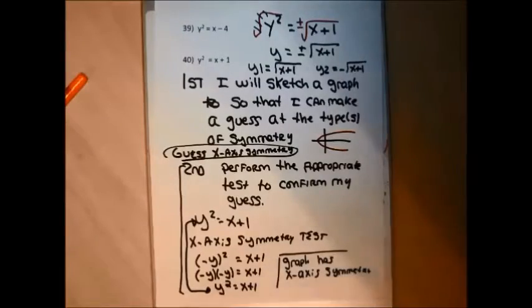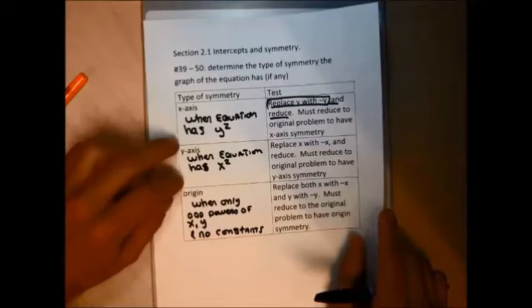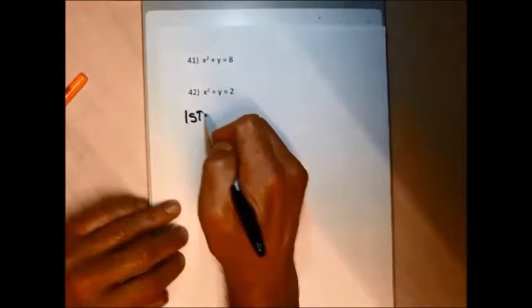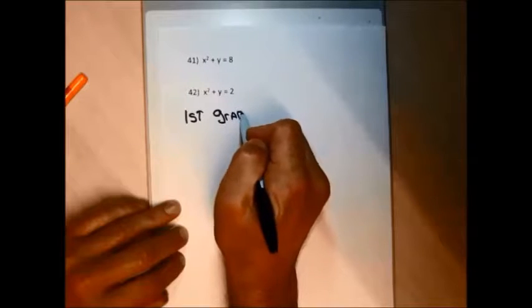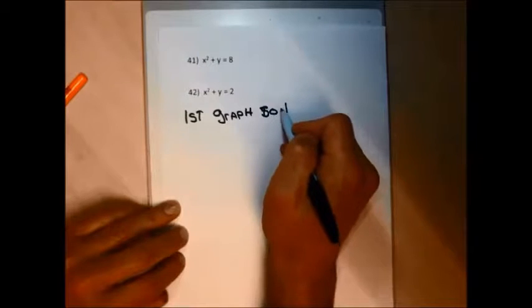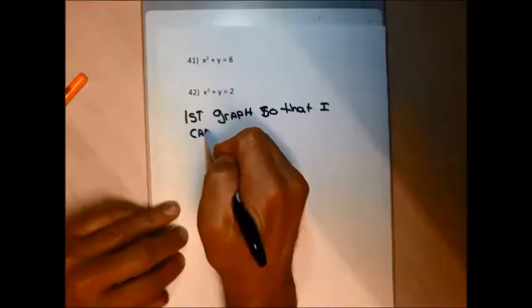All right, so I'm going to move on to problem 42. Hopefully you gave 39 a go. And immediately when I look at the 42, when an equation has an x squared, I think it has y-axis symmetry. That's when it has an x squared and not a second x to the first power term. I think this has y-axis symmetry. And my first step, I will graph so that I can make a good guess at the symmetry.